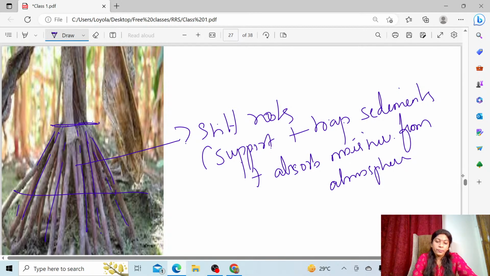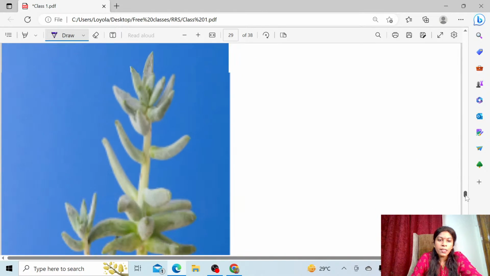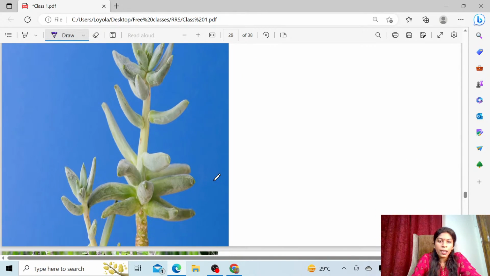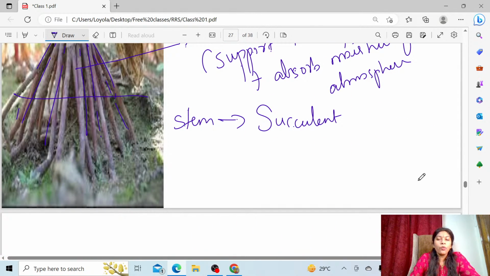In the same way, you see the stem of the halophytes, how it will be succulent in nature. Halophytes also have a succulent stem. Succulent means bulgy, in a fleshy manner. Here you can see this part, this is a bulgy stem. It's also found in xerophytes, but halophytes also have succulent stems. Some halophytes, not all, will have this.